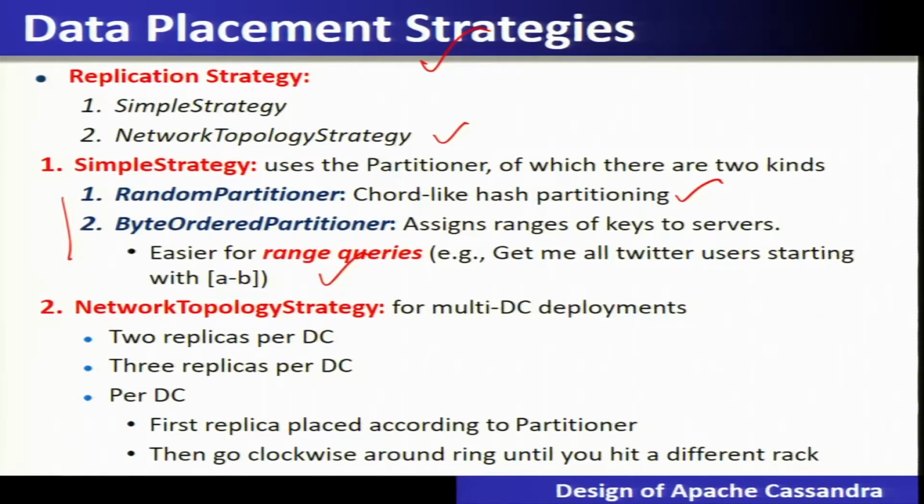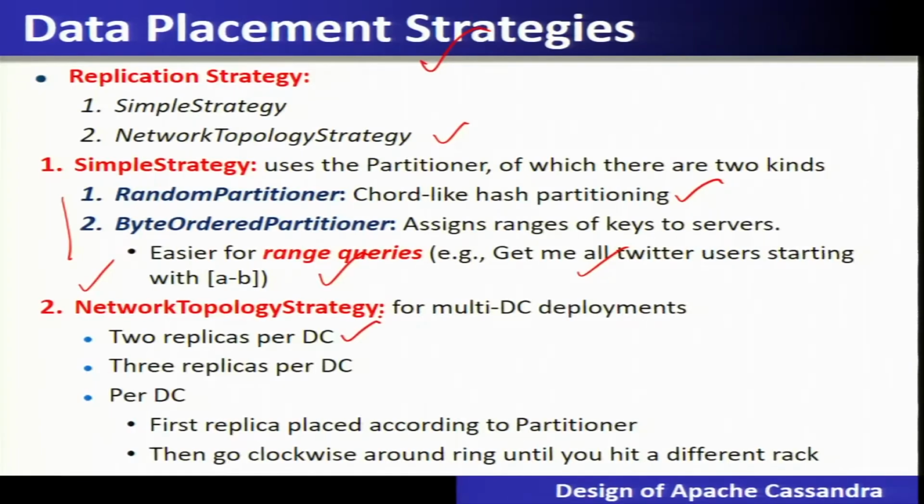For example, if the query is get me all the Twitter users starting with A to B, this is a kind of range query, and byte order partitioner is very good at resolving such range queries. The other type of strategy is called the network topology strategy. This strategy is used for a multi data center deployment.